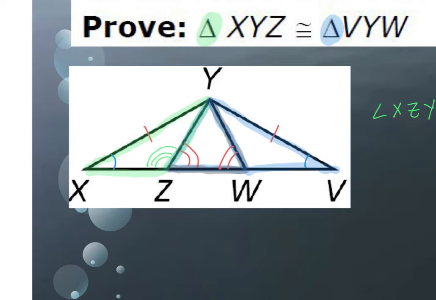Equiangular. Not equiangular. Equilateral. Nope, not equilateral. Isosceles. Remember, when the two base angles are congruent, it could be equilateral or equiangular, but we don't know that for sure. What we do know is that those two legs have to be congruent. So we know that YZ must be congruent to YW. Why do we know that? Because they share a side. Very good. They share a side.